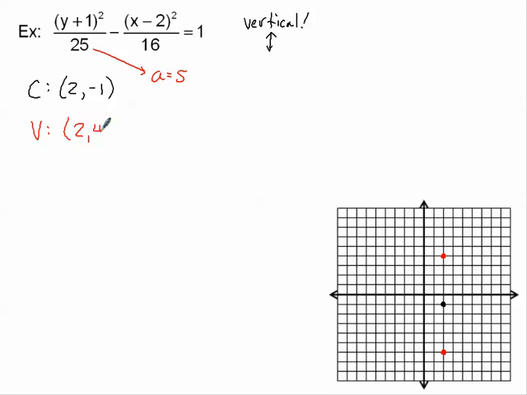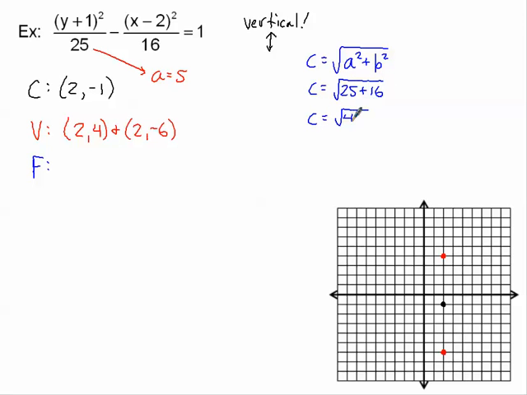So (2, 4) and (2, -6). My focal points, well, now I need to figure out what the value of c is. So I'll come over here and use this little algorithm. c is the square root of a squared plus b squared. So c is the square root of, I'm going to take these two denominators and add them up. In this case, it's 25 plus 16. So c is the square root of 41.